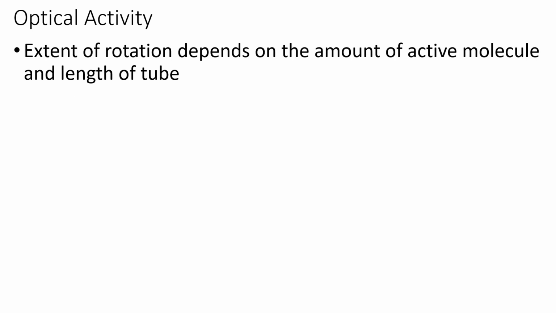So with this, the extent of the rotation that we see, so that would be the amount of that alpha change, is going to be dependent on the amount of active molecule that we have. And it's going to be dependent upon the length of the tube, so how much light is going to shine through the sample that we have. So based on all that information, we can use optical activity to determine how much of the molecule we have, or the concentration of the molecule, if we're dealing with a solution.